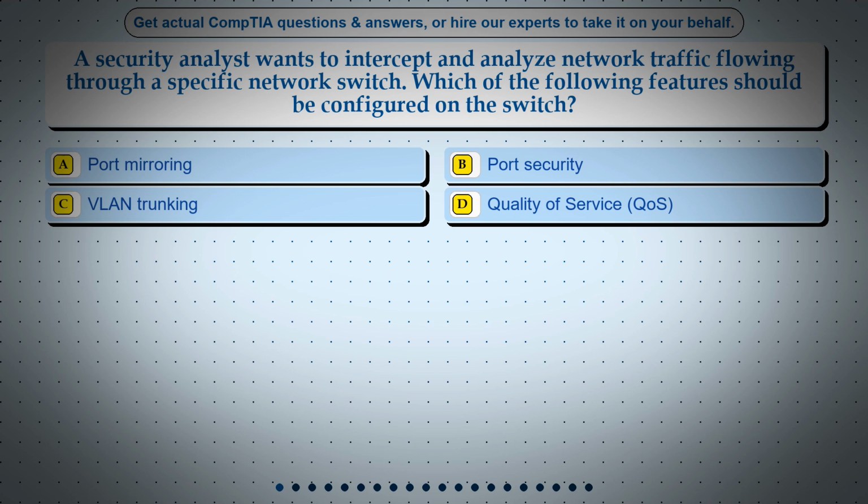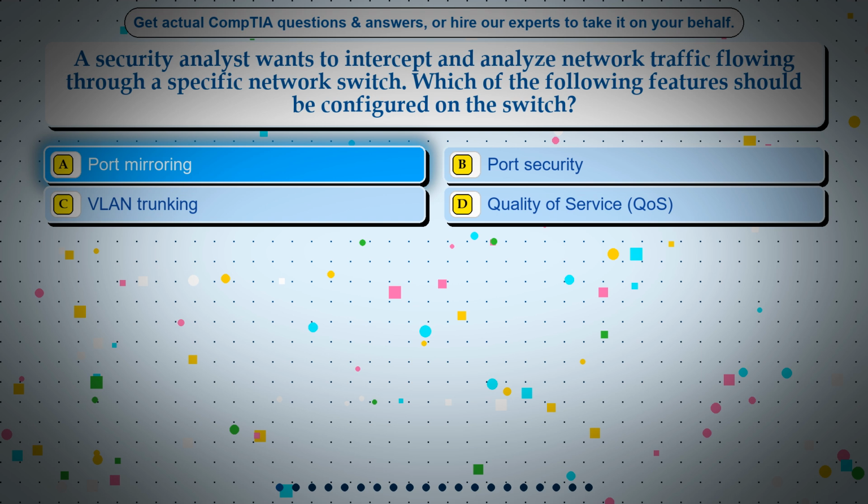Question 1. A security analyst wants to intercept and analyze network traffic flowing through a specific network switch. Which of the following features should be configured on the switch? Option A, port mirroring. Option B, port security. Option C, VLAN trunking. Option D, quality of service, QoS. The correct answer is option A.